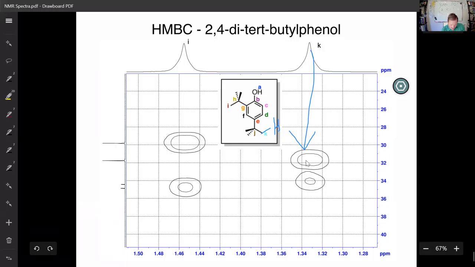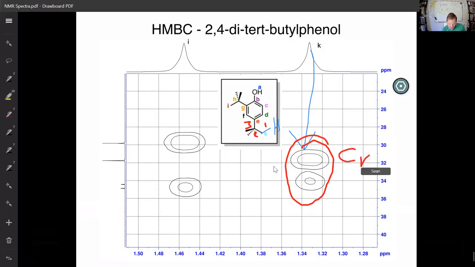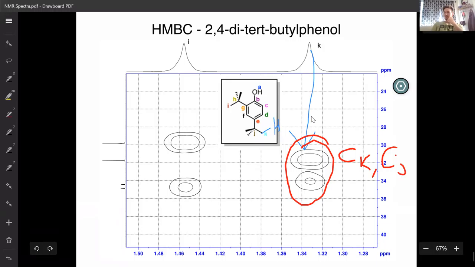So if you know that this is K, if you look at how many bonds away you are, 1, 2, 3 bonds from hydrogen K to carbon J and carbon K. So these two, one of them should be carbon K and the other one should be carbon J.